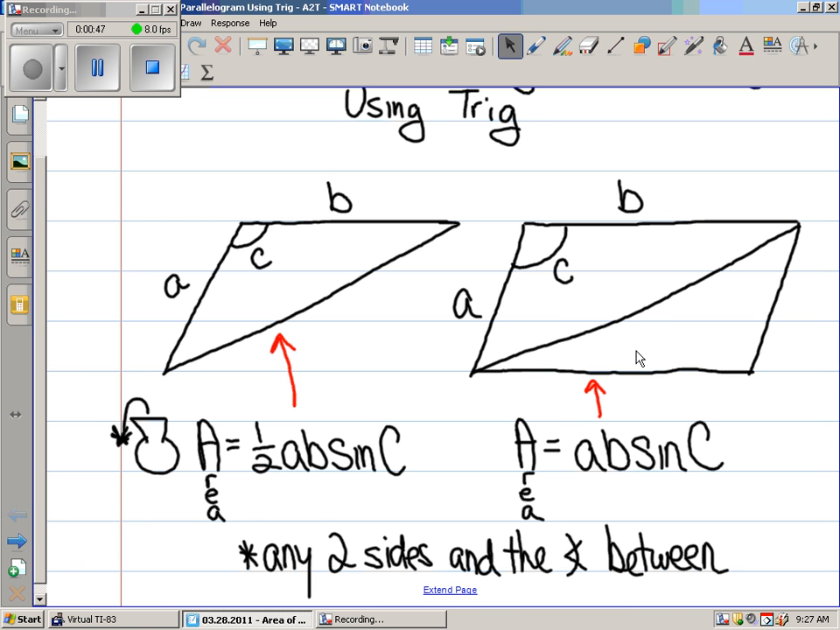The formula is set up so that, you see how I wrote AB sine C? You don't have to know sides A and B. This is just the generic version of the formula. All you need to know is two sides and the angle in between, and that's really what the formula is doing. So there you go. Easy. Piece of cake. We're going to use this in word problems.